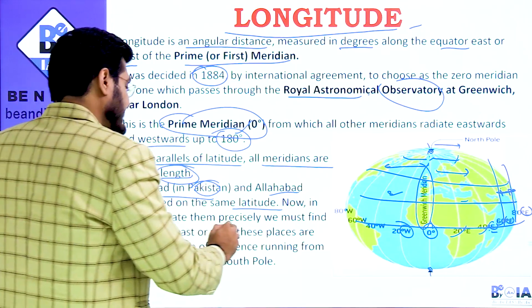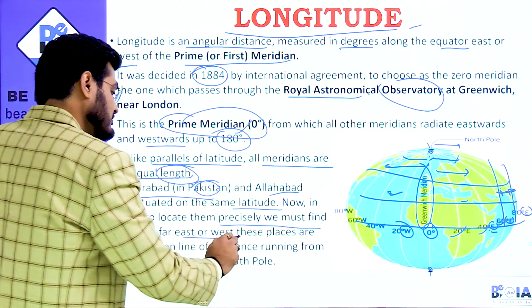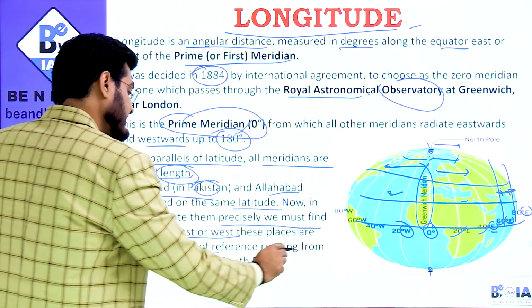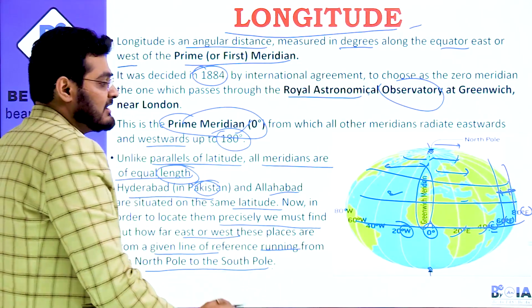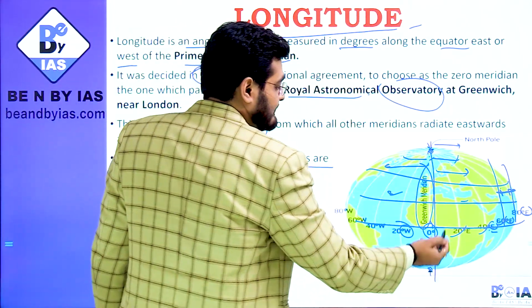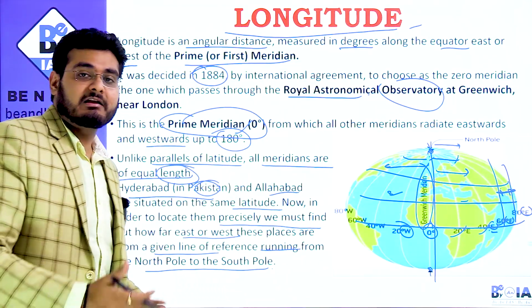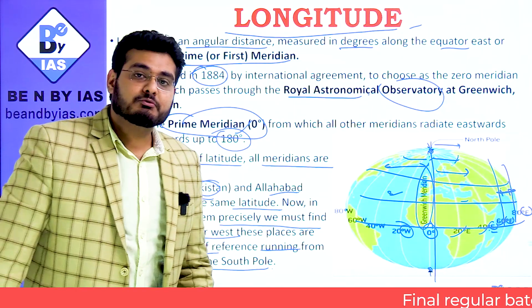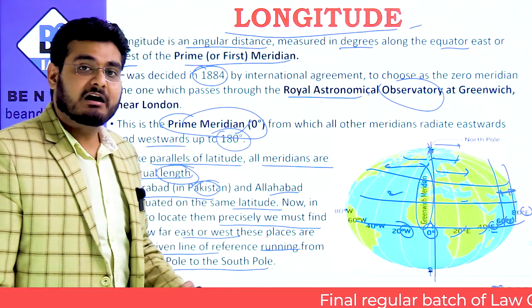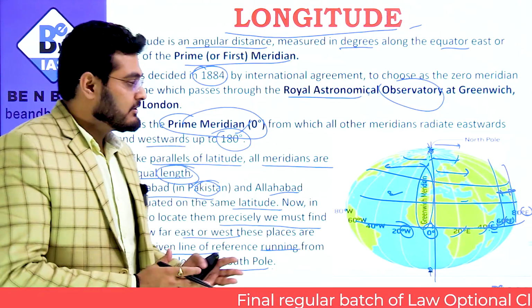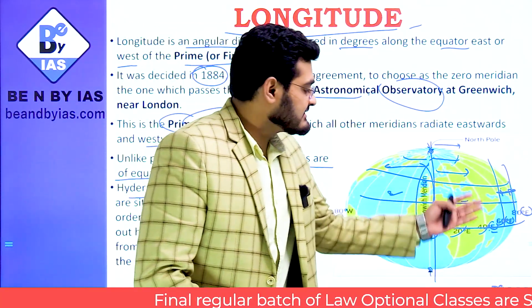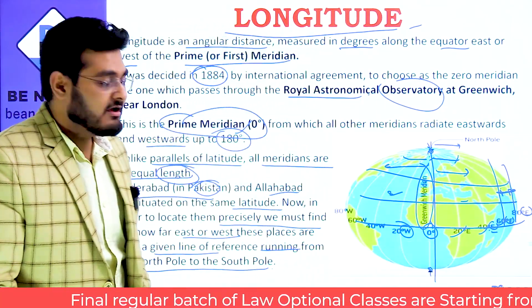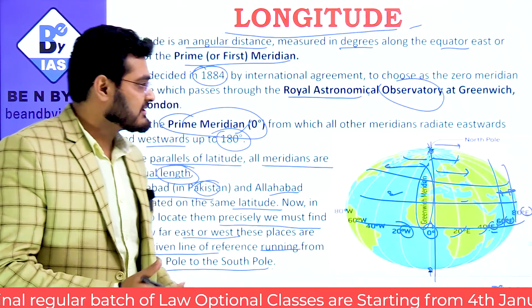So in order to locate places precisely, we must find out how far east or west they are from a given line of reference running from the north to the south pole. So the 0 degree prime meridian is the point of reference, and the distance is taken accordingly. Obviously, the degrees can also be changed into minutes, and how we take the time at different places and decide the time zones, we'll be discussing in our next lecture.